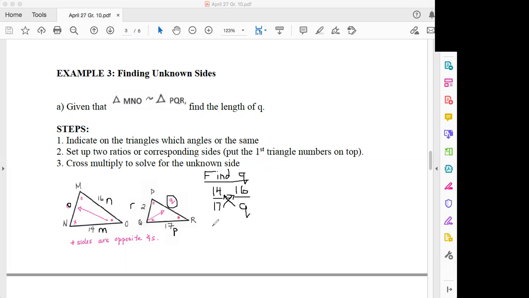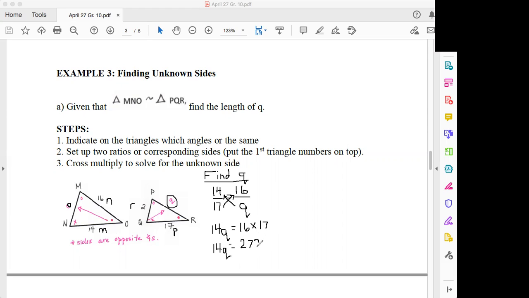That means we're going to have 14 times Q is equal to 16 times 17. Okay. So that gives us 14Q, and 16 times 17 gives us 272.